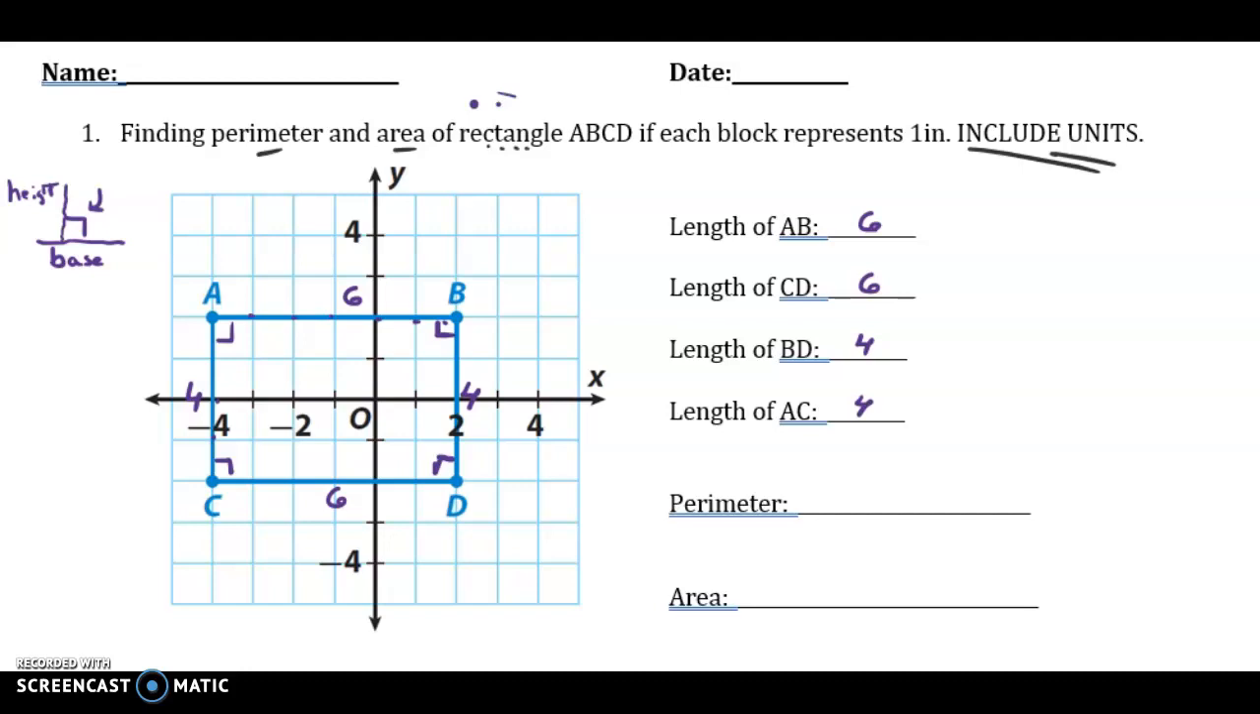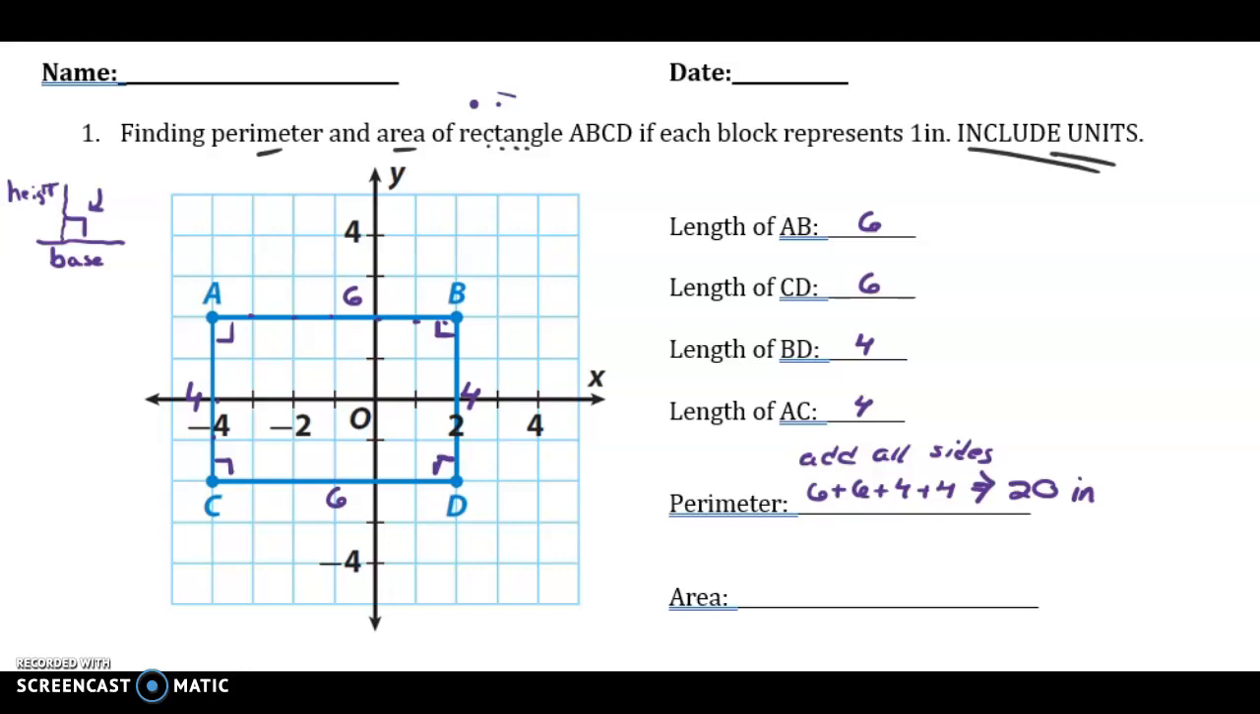And if you want to do the perimeter, you just add all that together. Remember, you want to add all your sides, which means you got 6 plus 6 plus 4 plus 4. Always double check and make sure you got all your sides. You got a 4-sided shape, make sure you got 4 sides. 6 and 6 is 12, plus 8, you're going to be right about 20. If they want you to include units, just remember each block represents 1 inch, so you have 20 inches in perimeter, going all the way around the shape.